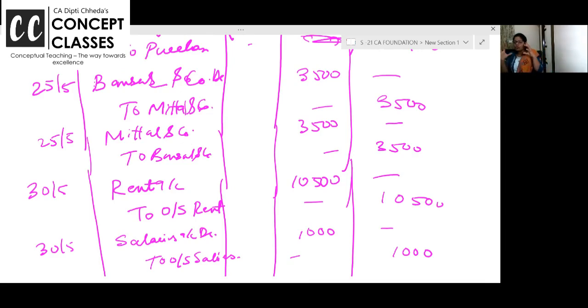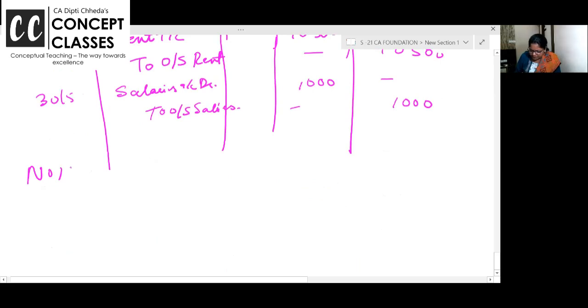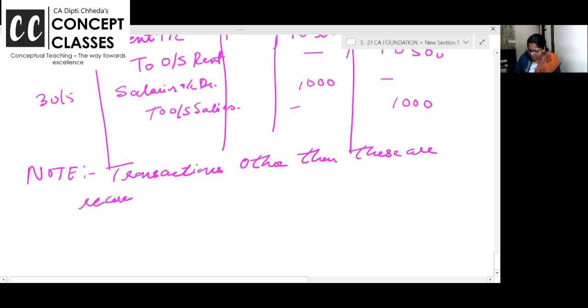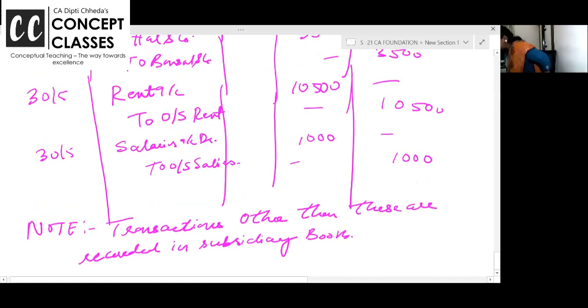Just see how to pick up the transactions. Oh, sorry. I want all of you to write the note. Transactions other than these are recorded in subsidiary books. Transactions other than these, I've skipped many transactions. They are recorded in subsidiary books. And they have not asked you, so don't make subsidiary books now. Check the transactions.